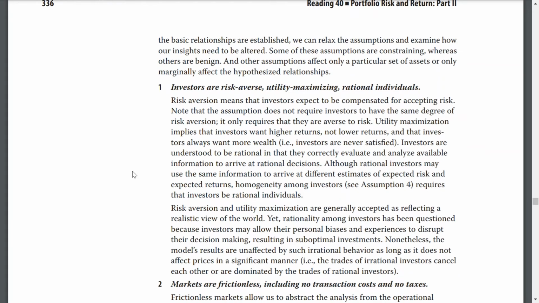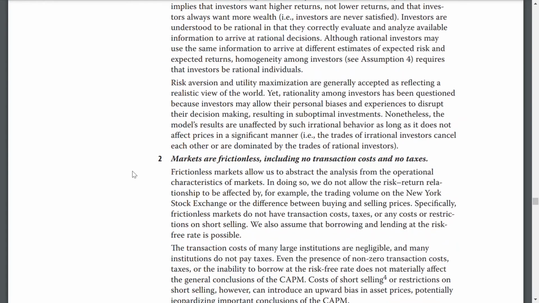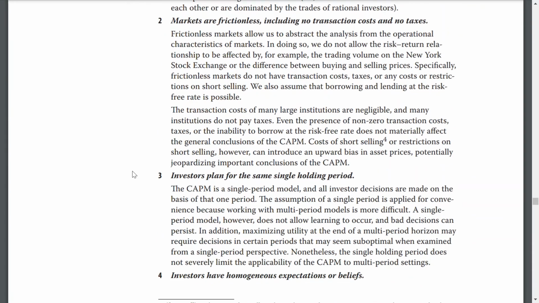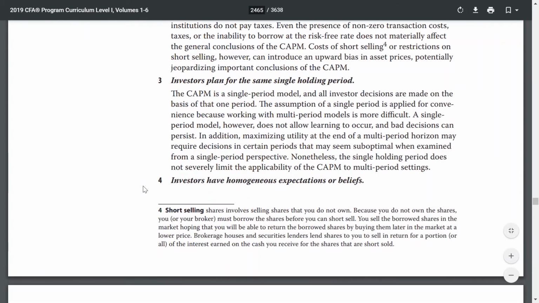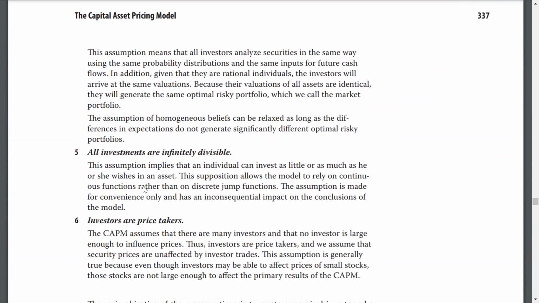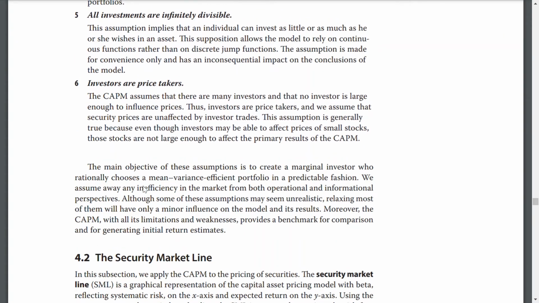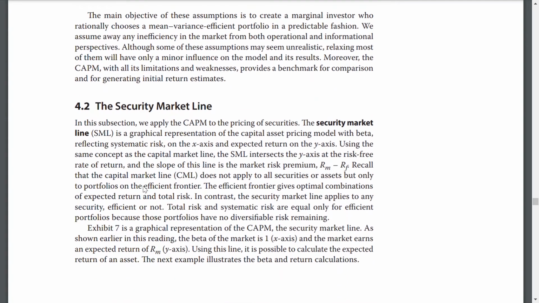Investors are risk-averse, utility-maximizing rational individuals. Markets are frictionless, including no transaction costs and no taxes. Investors plan for some single holding period. Investors have homogeneous expectations or beliefs. All investments are infinitely divisible. Investors are price takers. The main objective of these assumptions is to create a marginal investor who rationally chooses a mean-variance efficient portfolio in a predictable fashion.